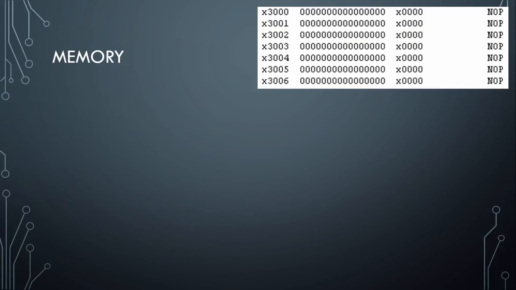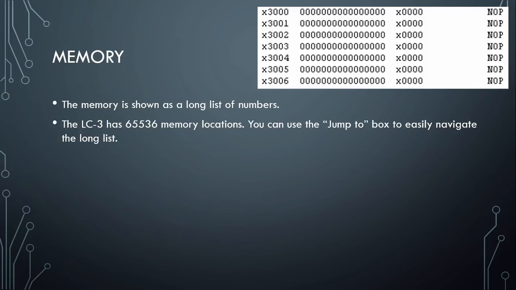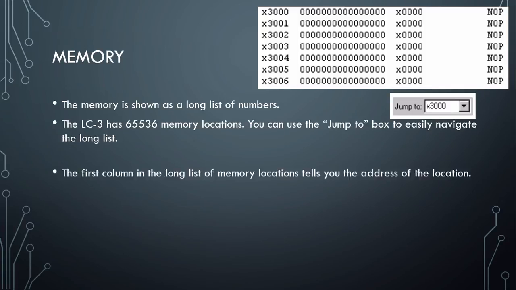All right, and now let's actually look at the memory itself. The memory, of course, is shown as this long list of numbers. The LC3 has a total of 65,536 memory locations. Now that's a lot to try and sort through manually. However, there's a jump to box that we can use to easily navigate the long list. It looks like that. Jump to, and you just choose the location.